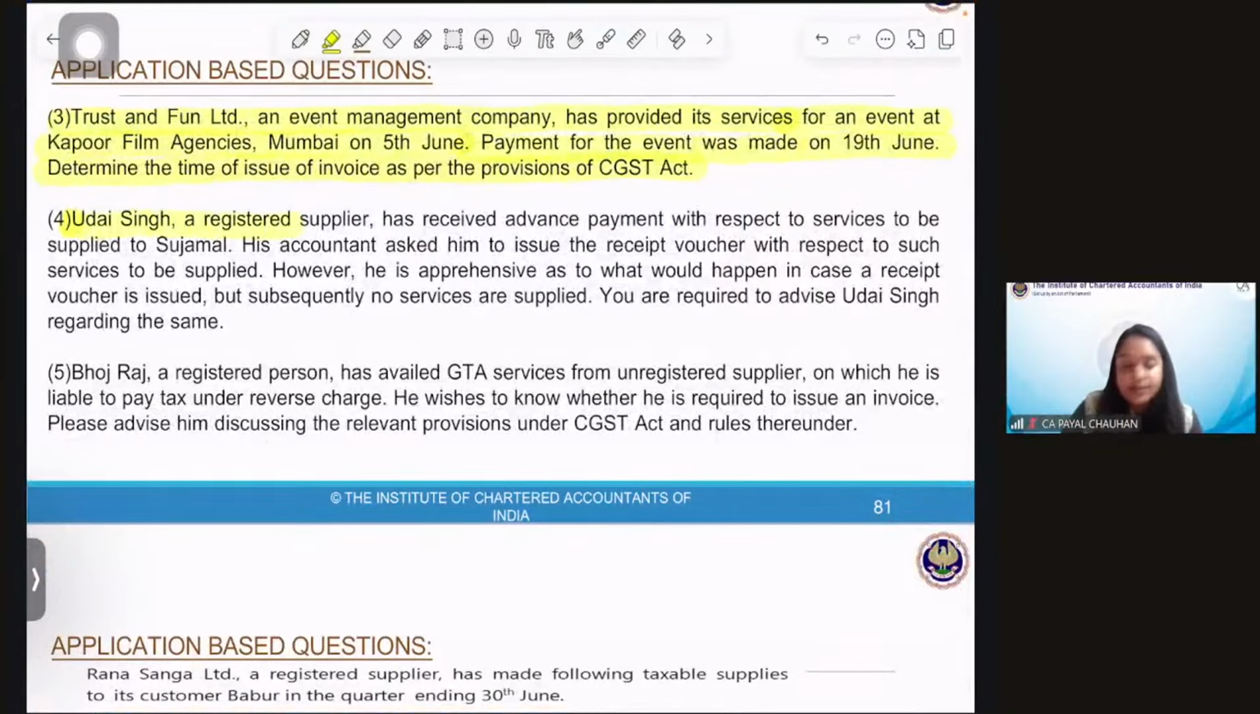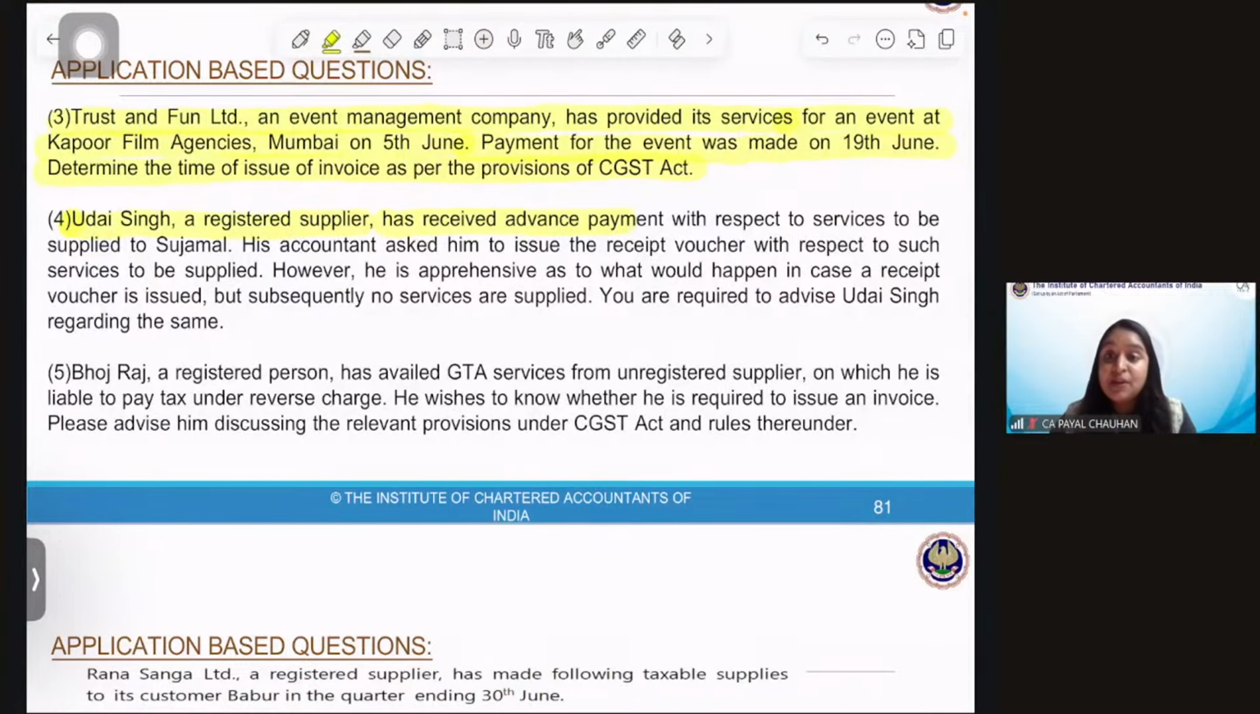Uday Singh, a registered supplier, has received advance payment. Okay. We have a question, Mujahid. He's asking me, ma'am, how to know whether the service is a normal one or a continuous one. Can anyone give me, if it is a continuous supply of service, then what is the time frame? Yes, Navneet, perfect. It has to be for more than 3 months. If a service is for more than 3 months, then we'll give.